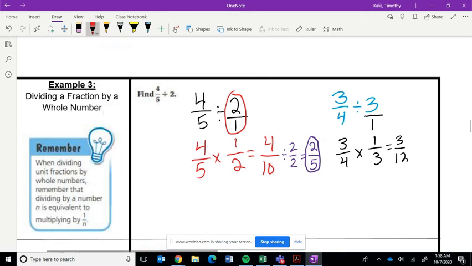So we divide by 3/3. And when we take 3 divided by 3, we get 1. 12 divided by 3, we get 4. And our final quotient is 1/4.